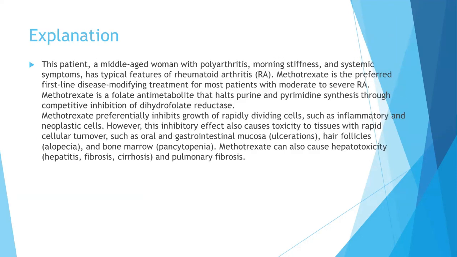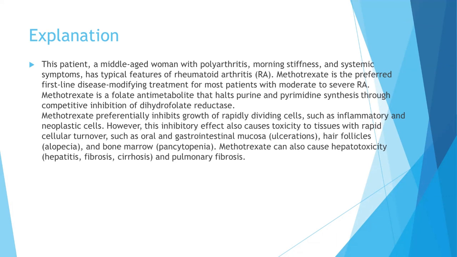So the patient is a middle-aged woman with polyarthritis, morning stiffness, and systemic symptoms, which are typical features of rheumatoid arthritis. Methotrexate is the preferred first-line disease-modifying treatment for most patients with moderate to severe rheumatoid arthritis. Methotrexate is a folate antimetabolite that halts purine and pyrimidine synthesis through competitive inhibition of dihydrofolate reductase. Methotrexate preferentially inhibits the growth of rapidly dividing cells such as inflammatory and neoplastic cells. That's why it slows the disease progression in rheumatoid arthritis.